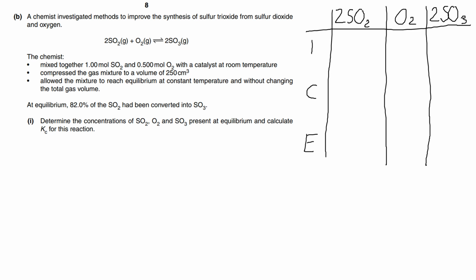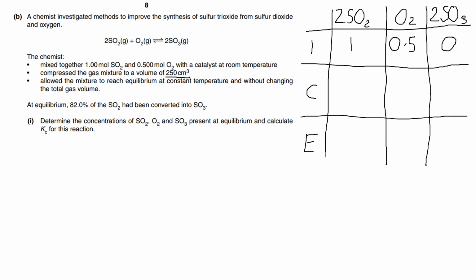And it says initially they mix together 1 mole of SO2, so we put the number 1 there, half a mole of the oxygen, and because SO3 is a product, the initial number of moles must be 0. So that's the first row. At the moment, remember this is all in your 250 centimeters cubed, so we'll allow for that in the last step. It then says the mixture reached equilibrium at constant temperature and 82% of the SO2 had been converted into SO3. That's the key phrase.